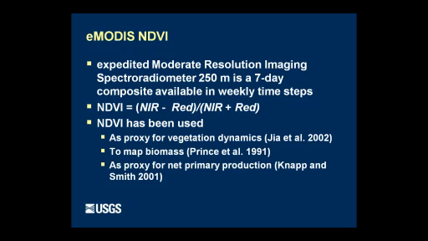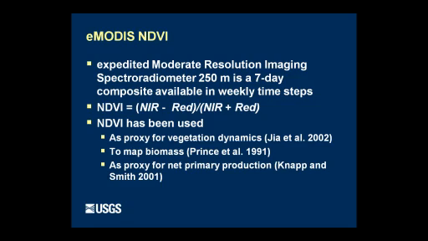It's expedited moderate resolution imaging spectroradiometer at 250 meters. This is a 7-day composite where they take an image of the Earth, the conterminous US, I should say, each day for a week, and then they take the best pixel out of those 7 days, and then they composite it and make those available in weekly time steps.